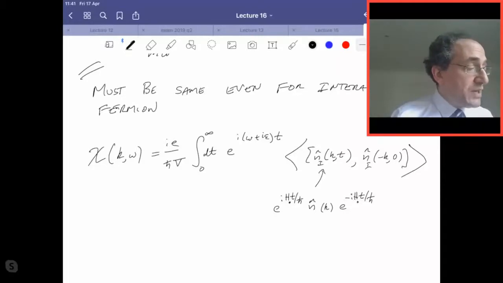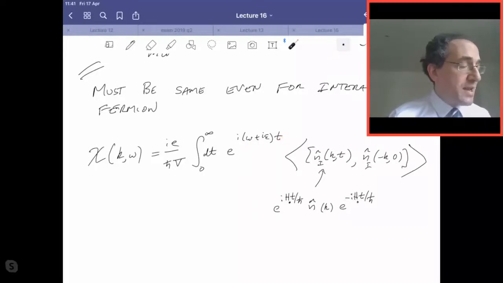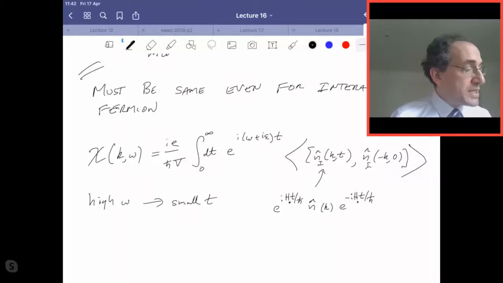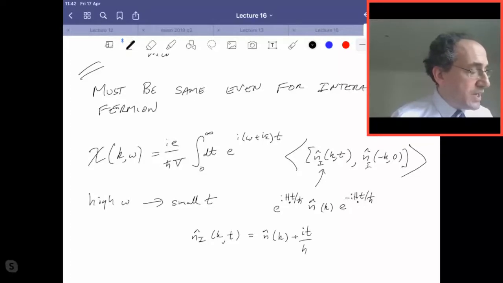And the key here is if we're going to be interested in high frequency, that's equivalent to thinking about small time. So high omega is small t. So expanding this expression for small t, I then get n hat of k comma t is n hat of k plus it over h bar, and the leading term is H commuted with n hat of k. Okay, and then there will be higher order terms.